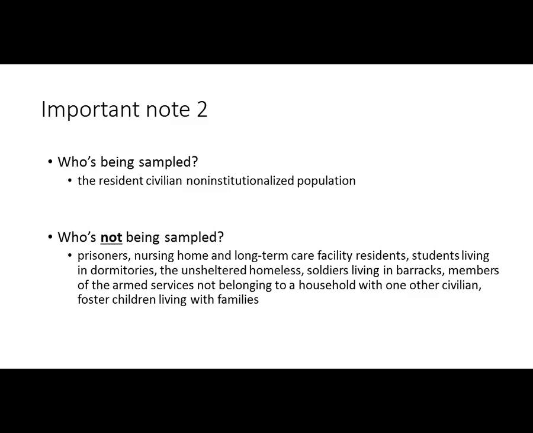Another important group of people who are not sampled in the CPS are foster children who live with families but are not legally related to those families. We'll return to the interesting case of foster children when we look at the supplemental poverty measure. The current population survey defines a household as people who co-reside at the same address and are legally related through birth or marriage. And foster children are not legally related, although they may co-reside.